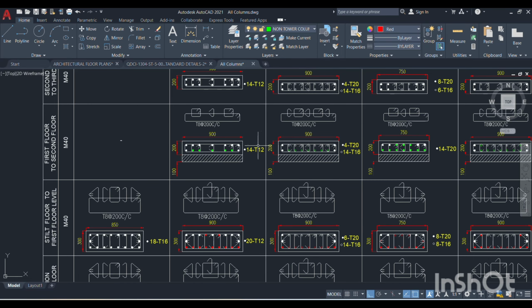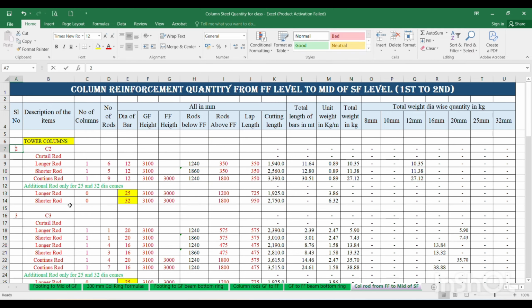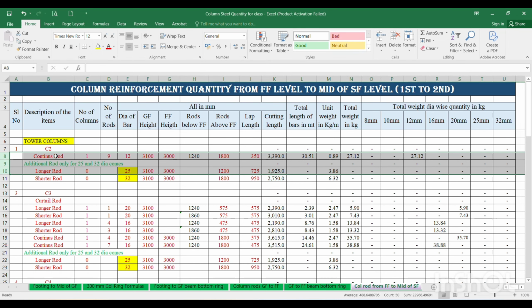In this C2 column, you see 14 number of 12 rod is there. In this 14 number of 12 rod, only 9 number of rod is going continuous, and another 5 rods are additional rods. Okay, you just go to the Excel sheet, remove this column number 1 details and make it serial number 1 C2. In this C2 also there are no curtail rods, only continuous rods. Out of this continuous rod, 9 rods are going up, and 12 mm dia rod, and the ground floor height.